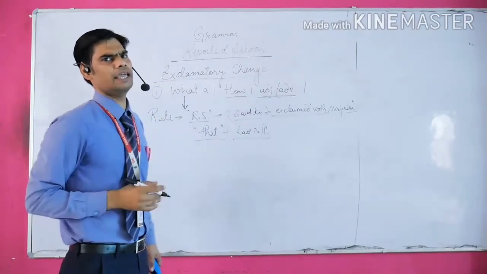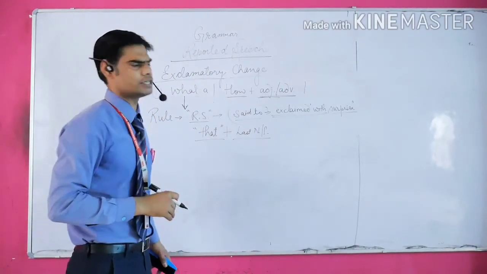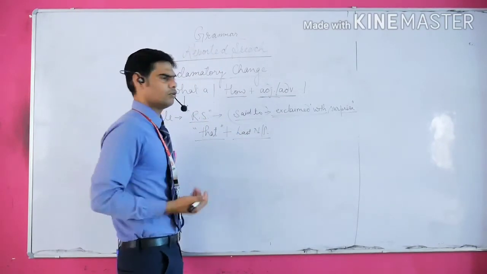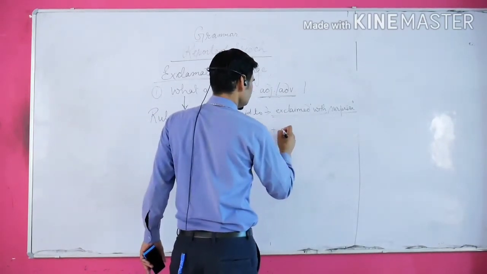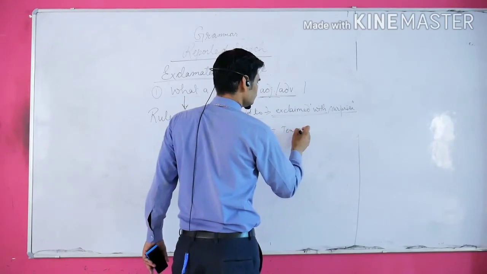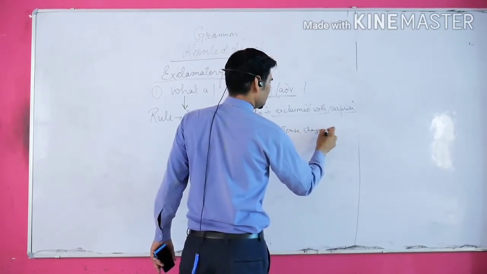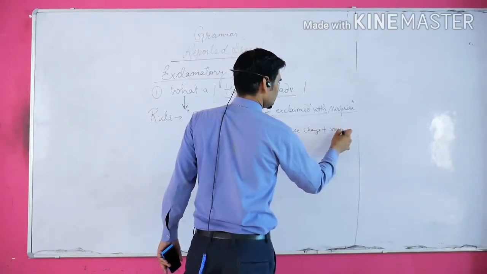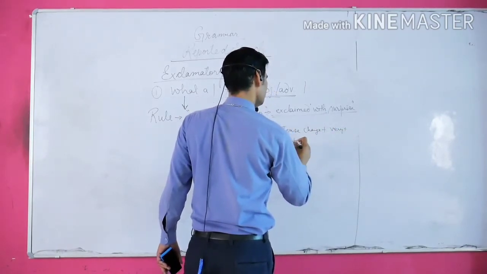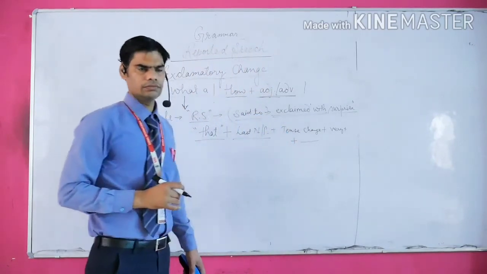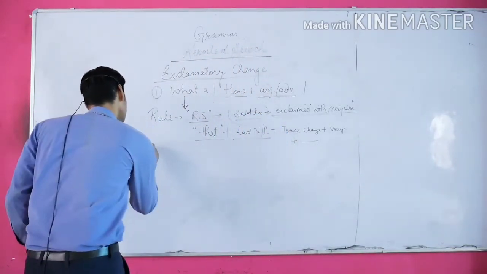We will explain by giving you an example. No need to worry about it. Last noun and pronoun, maybe noun or maybe pronoun given there. Then we will use here tense change. And then we will write down here very. And then we will write down here the remaining words. Now an example I am giving you.